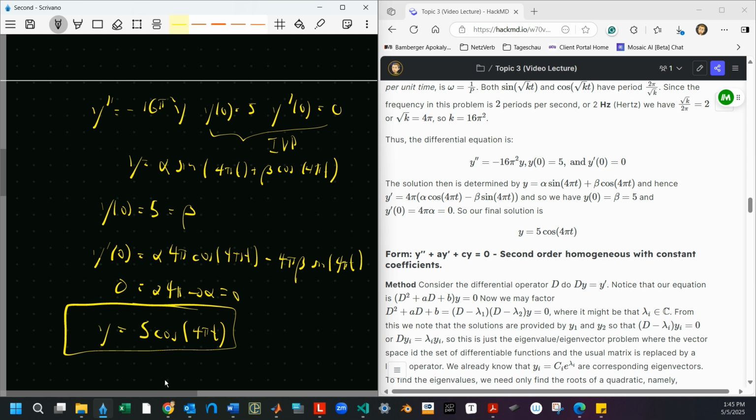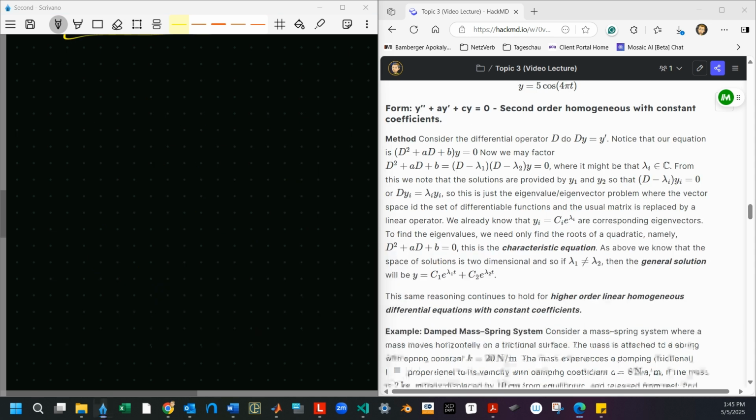The next one will be a little bit more subtle compared to that one. Now we're going to go on to a more general second order. These are second order linear differential equations, right?